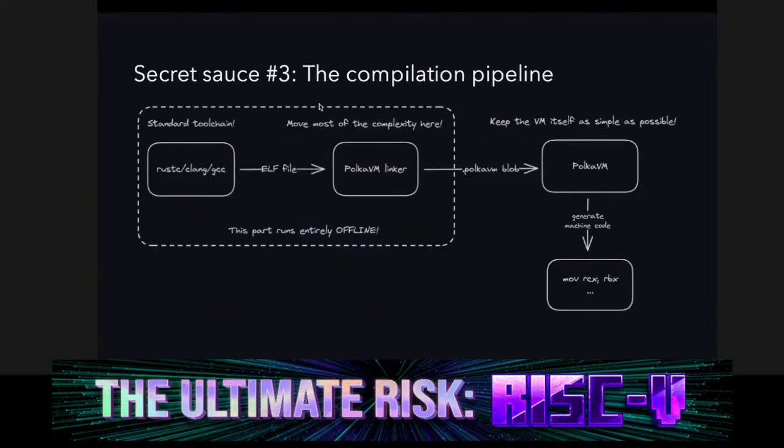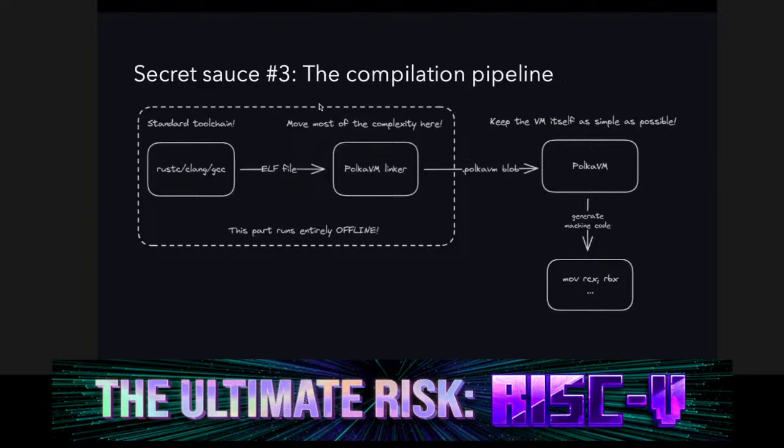And our secret number 3 is our compilation pipeline. Basically, the VM doesn't actually load the files that a compiler spits out. What we do is use a standard toolchain, so your standard RISC-V Clang or GCC, and we compile the program into a standard ELF file. And then we have our own linker, which takes that ELF file and post-processes it.